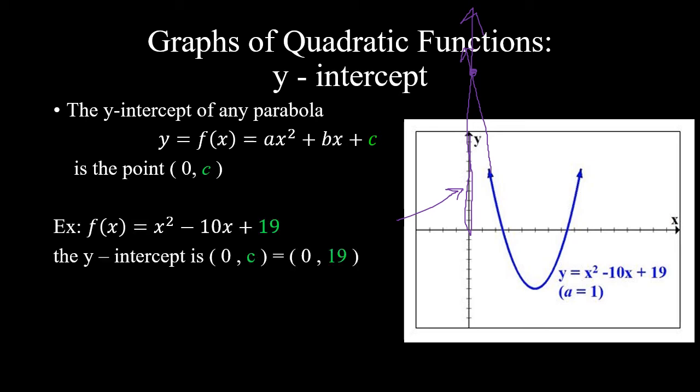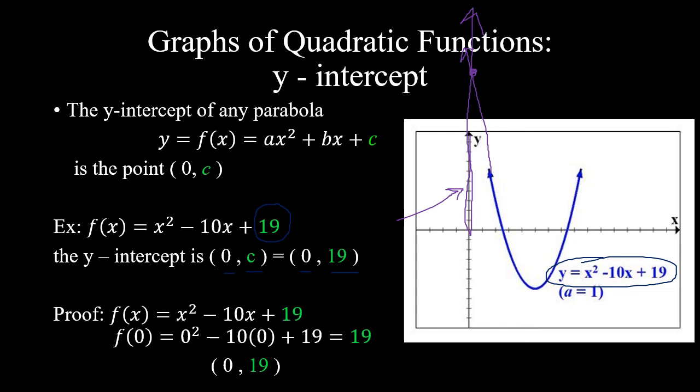So again, if we look at this same example that we've been looking at since the beginning, y equals x squared minus 10x plus 19, well, c equals 19, you guys. So the y-intercept is (0, c), which means it's (0, 19). All right, that should make a lot of sense.